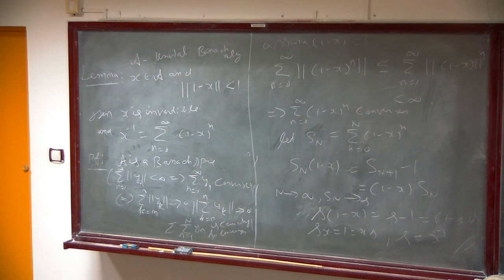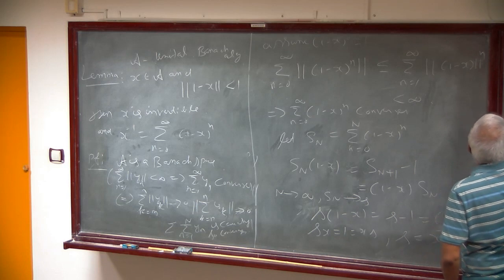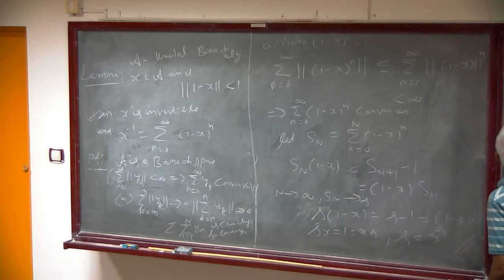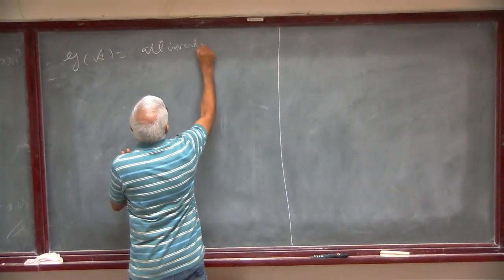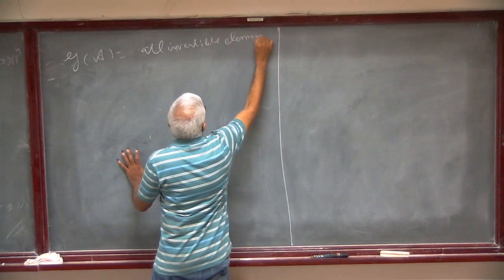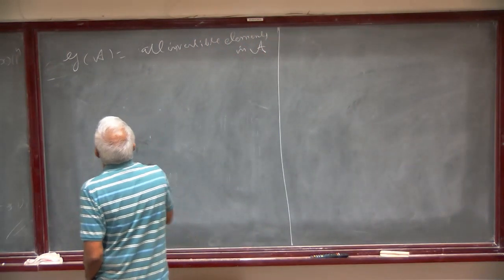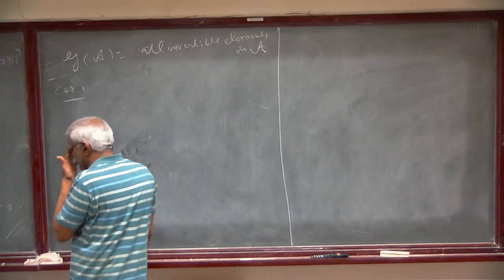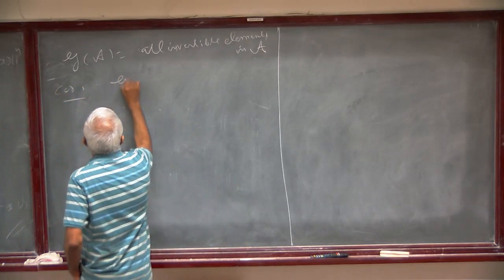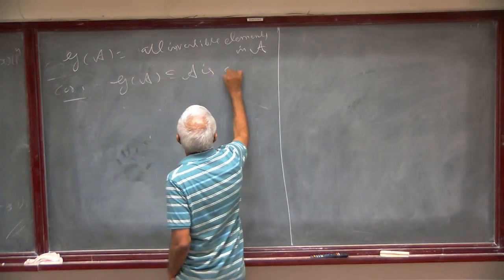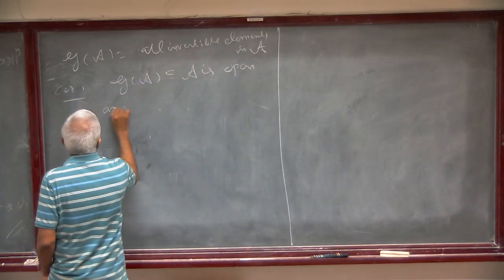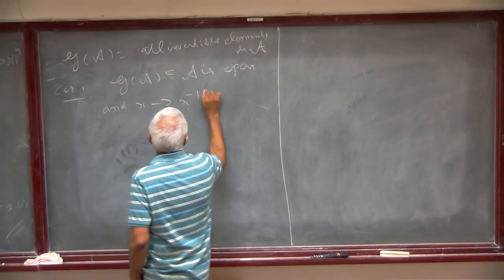So the corollary to this is, let's make a definition. G of A is the set of all invertible elements. Then the corollary is: G of A contained in A is open, and the map x going to x inverse is a homeomorphism.